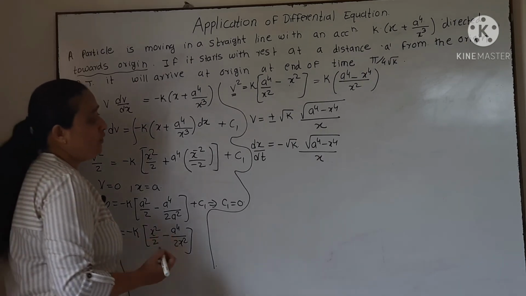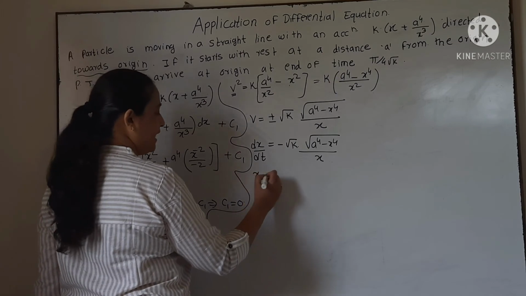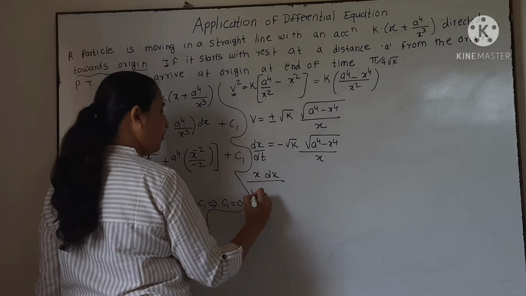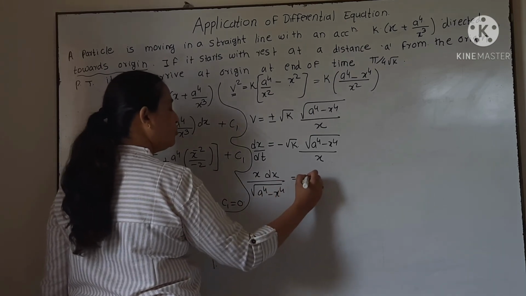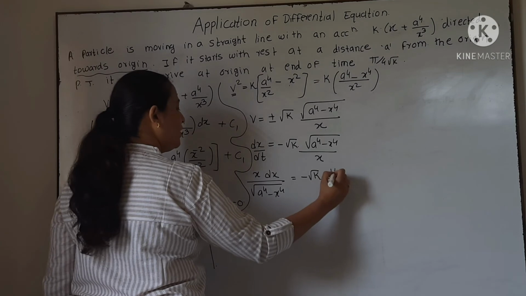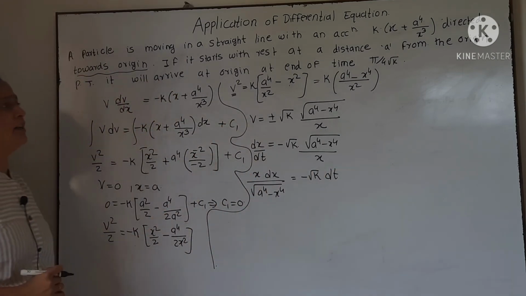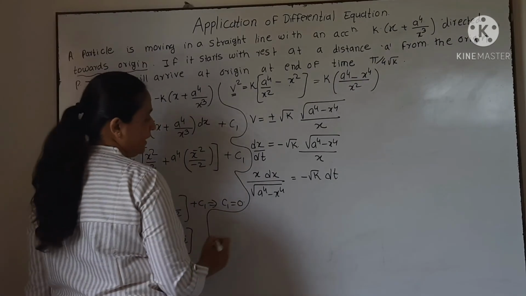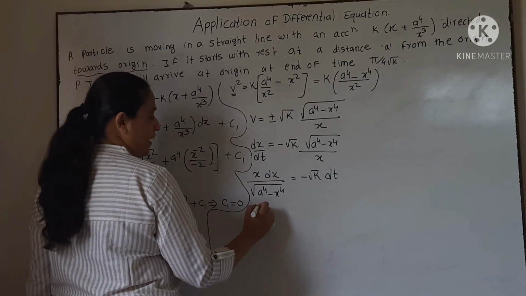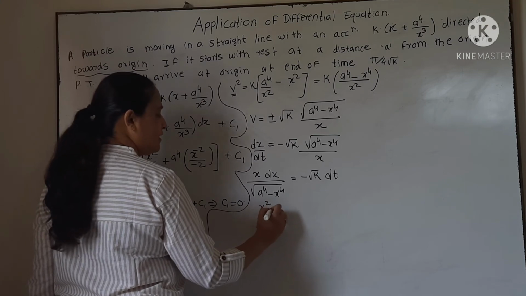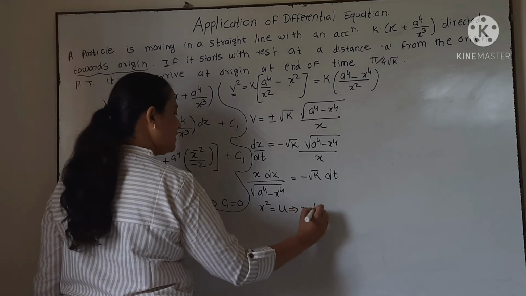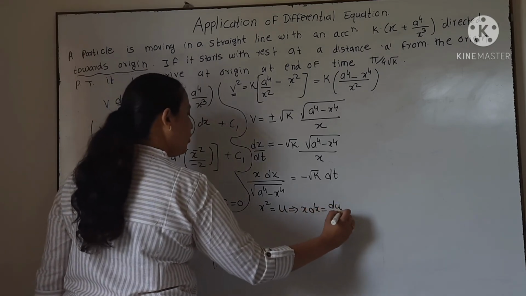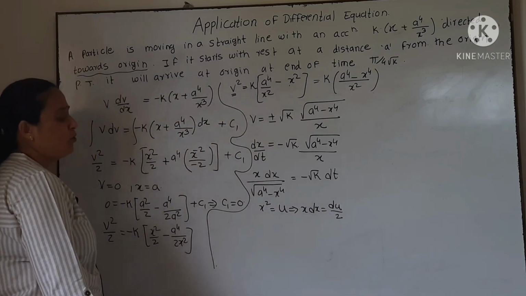We can convert this into variable separable form, that is x dx upon root of a raised to 4 minus x raised to 4 equal to minus root k into dt. Variables of x on one side, variables of t on another side. Integrate this. For the left hand side, if I use the substitution x square is equal to say u, this implies x dx will be equal to du upon 2.